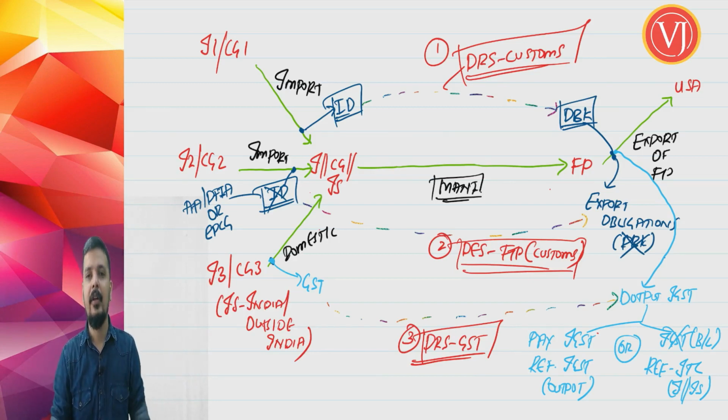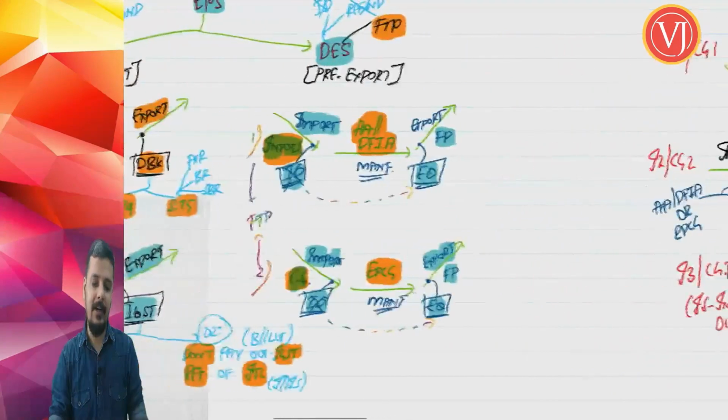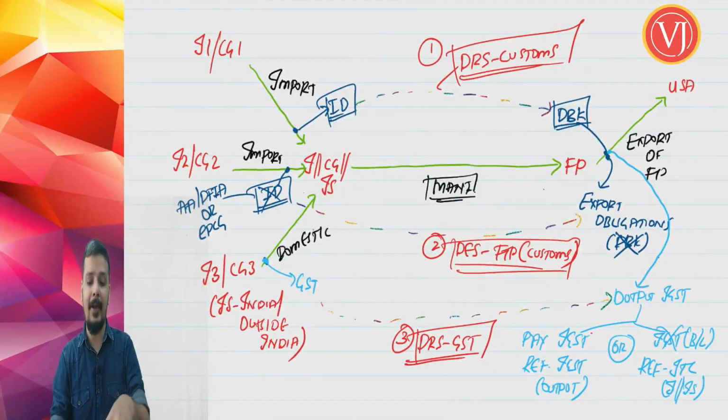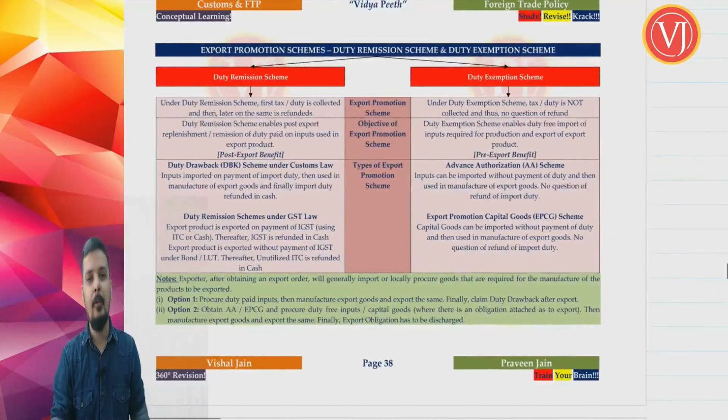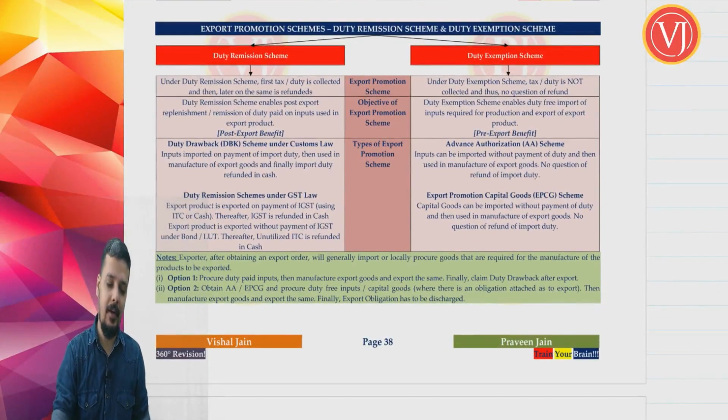So this actually would be combined. So we have discussed the same thing separately here, this we have discussed together. This is the practical scenario. It will all come together actually. Friends, this was only and only introduction to your export promotion schemes, where you have something called as your duty remission scheme and duty exemption scheme.